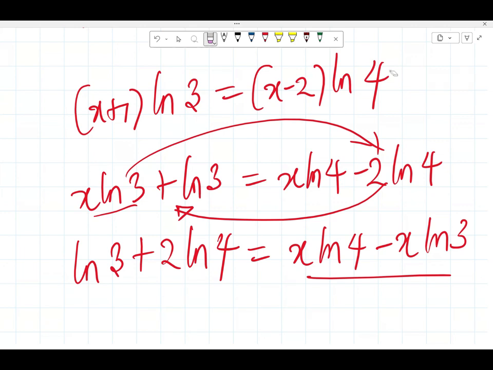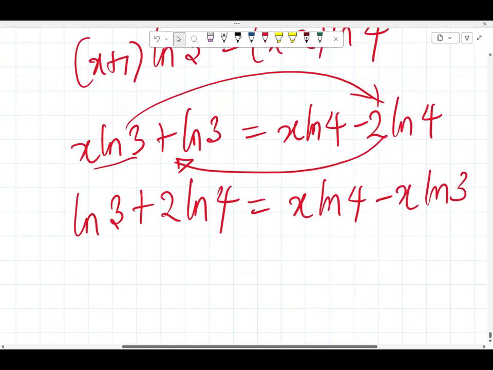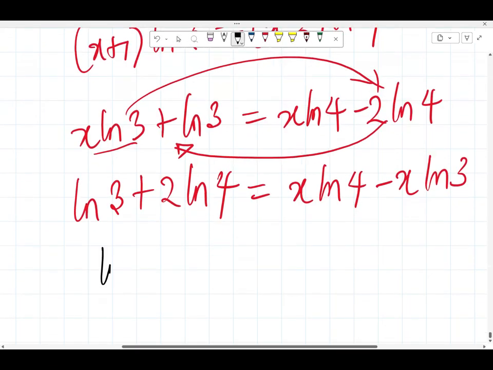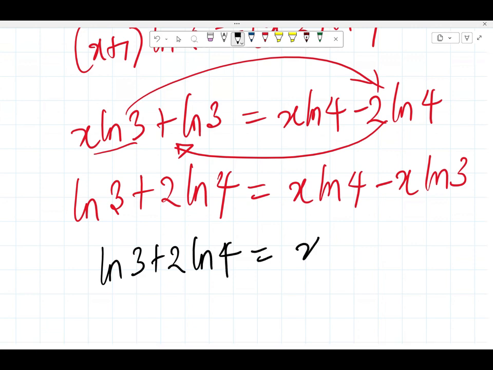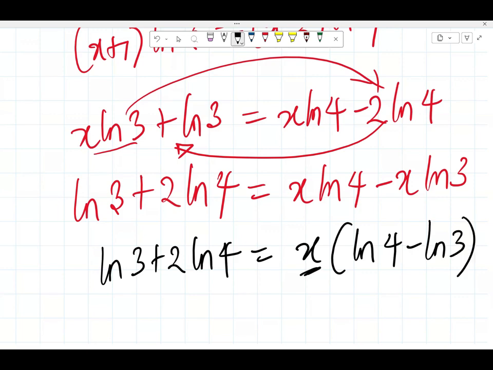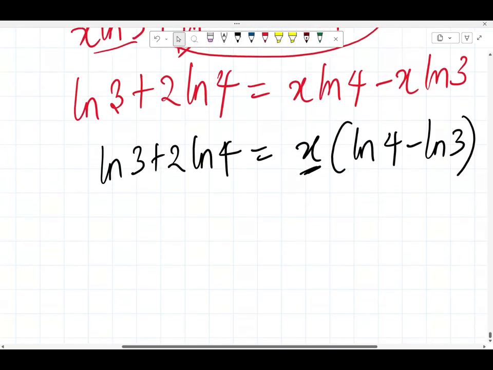So what do we do? Let me change the color here. We now have ln 3 plus 2 ln 4 equals x is common, so x times (ln 4 minus ln 3), like this. So we are looking for x. So x can be isolated if we divide by ln 4 minus ln 3.